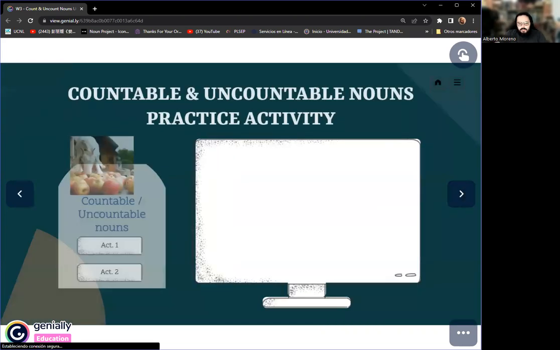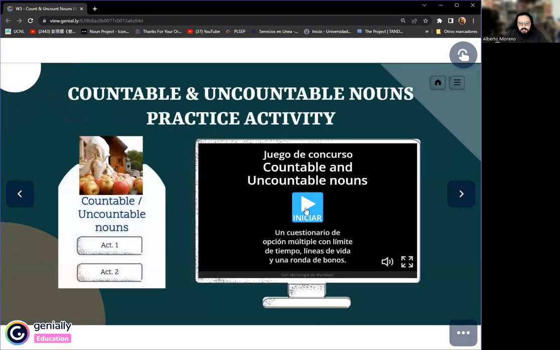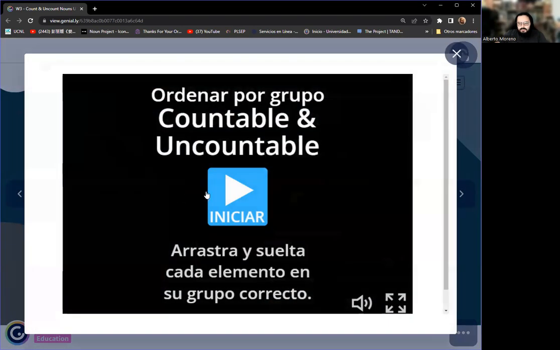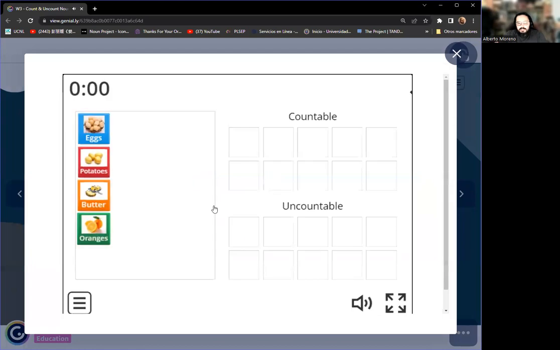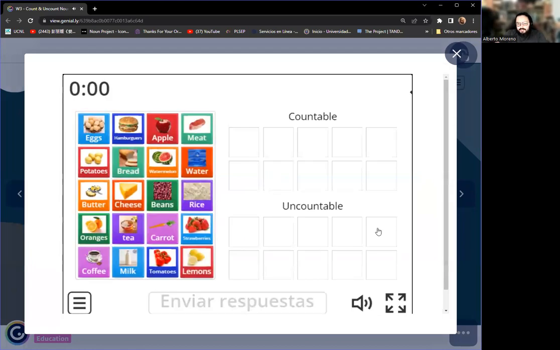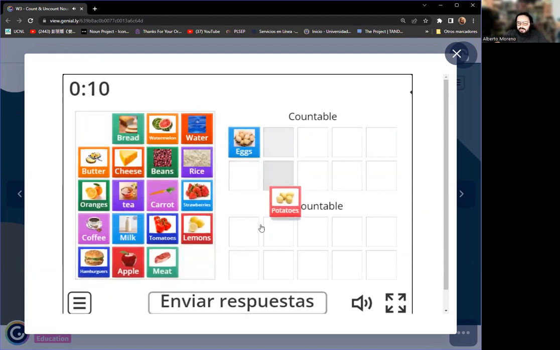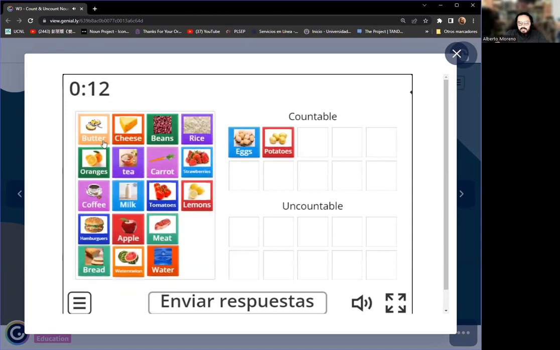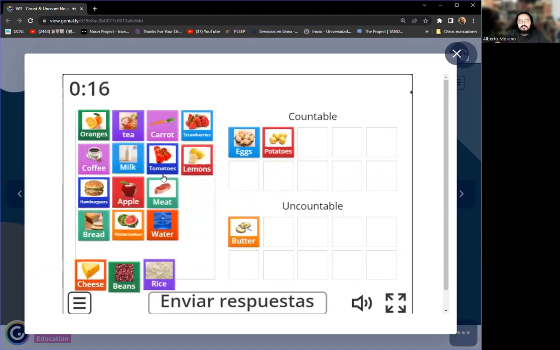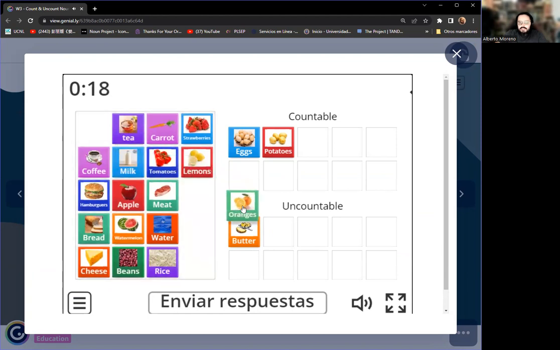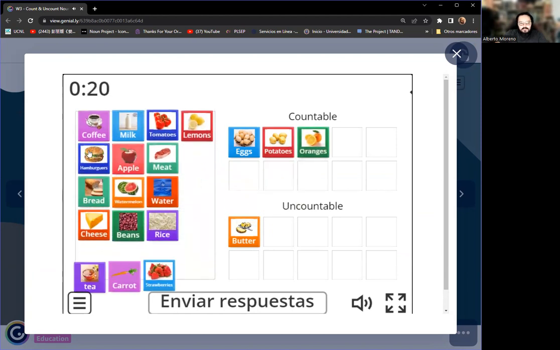Sí. Okay, so let's do the first activity for countable and uncountable nouns. Vamos a la primera actividad. Vamos a poner en orden qué es contable, qué no es contable. Countable or uncountable? Countable. Potatoes, countable. Butter? Uncountable. Okay. Oranges, countable.